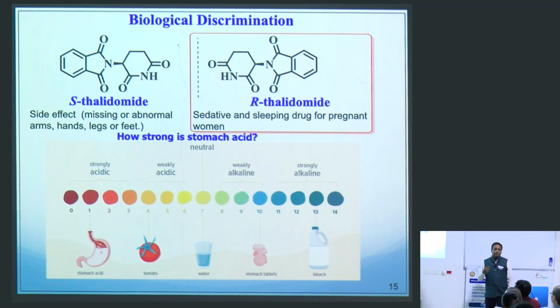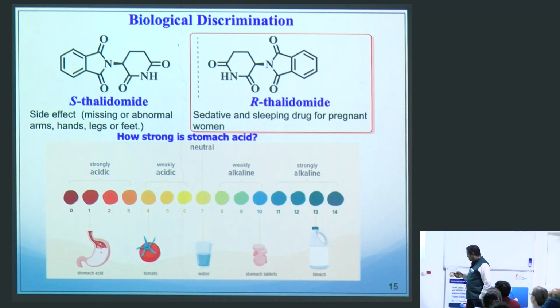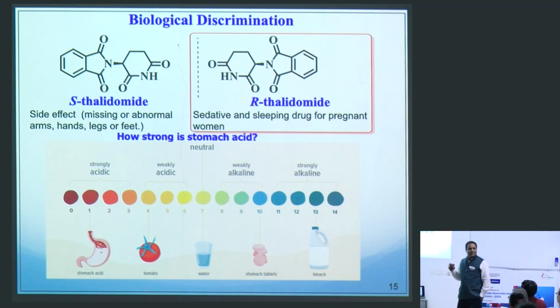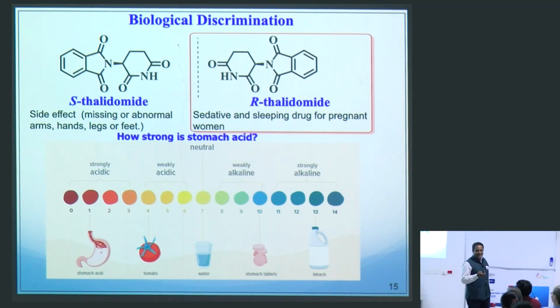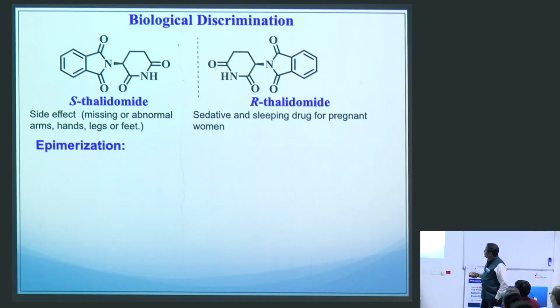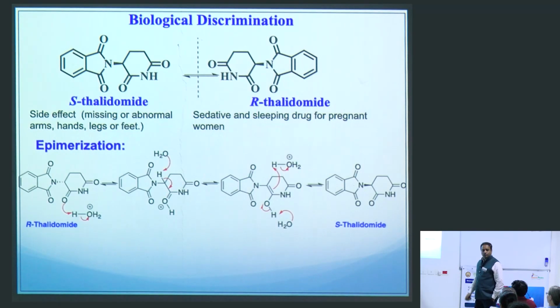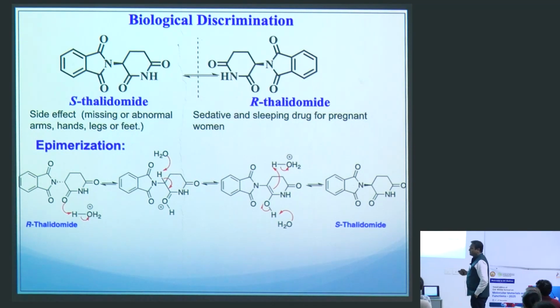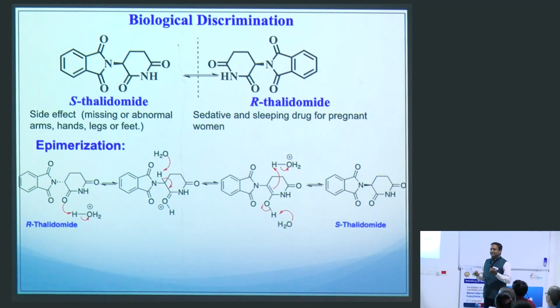Then they found that the stomach acidity is very low. Does anyone have an idea what the pH of stomach acid is? It goes to around 1. So inside the stomach, the R isomer automatically converts into the S isomer through the epimerization process. What is epimerization? One chiral center converting into another chiral center, like R converting into S or S converting into R. It will be in equilibrium. That is called epimerization.